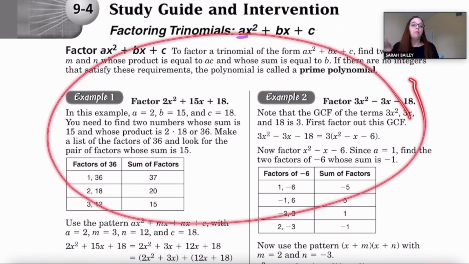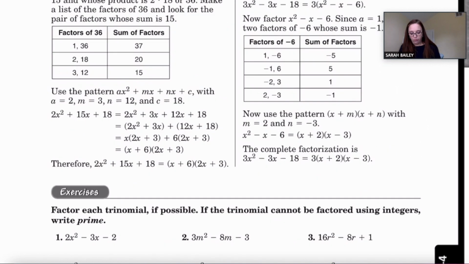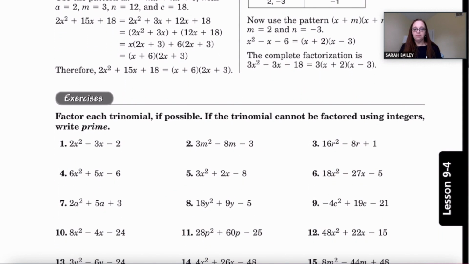Now, there are examples here and information here for how to factor. But we're going to go back to that box. Remember when we were multiplying binomials and we used that box? We're going to go back to that today. So I'm going to skip through the examples and we're going to dive right in.